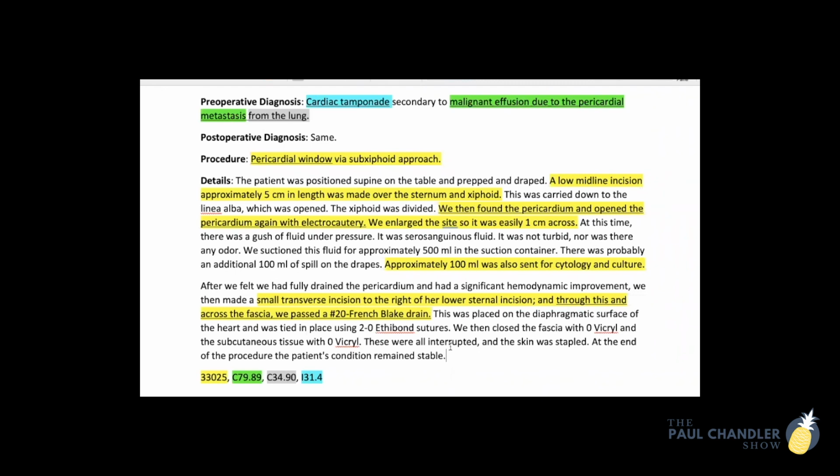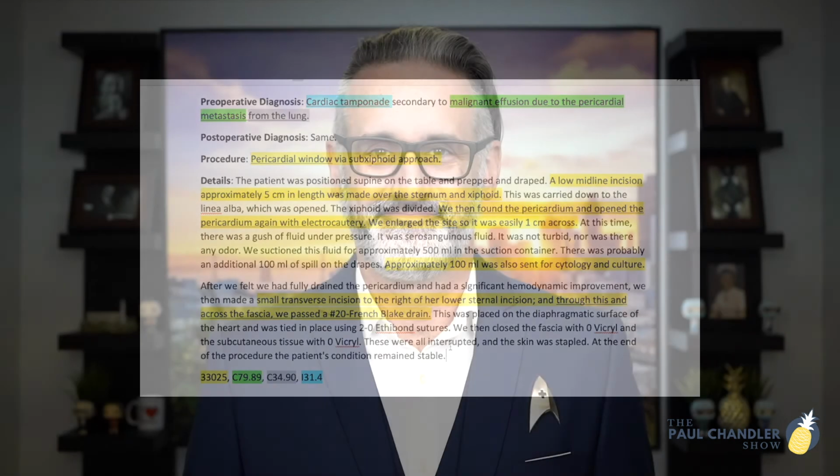So again, for the case study for the cardiovascular system, procedure code 33025, diagnosis codes in this order: C79.89 as the first, C34.90 as the second, and I31.4 as the third.